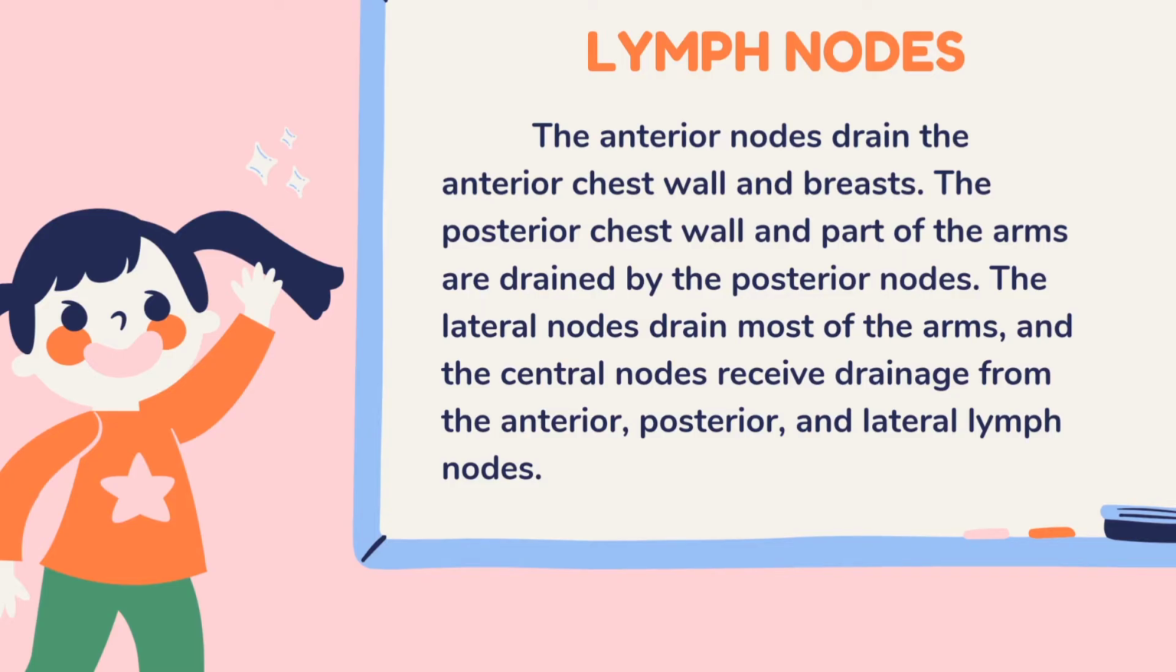Lymph nodes. The anterior nodes drain the anterior chest wall and breast. The posterior chest wall and part of the arms are drained by the posterior nodes. The lateral nodes drain most of the arms, and the central nodes receive drainage from the anterior, posterior, and lateral lymph nodes.